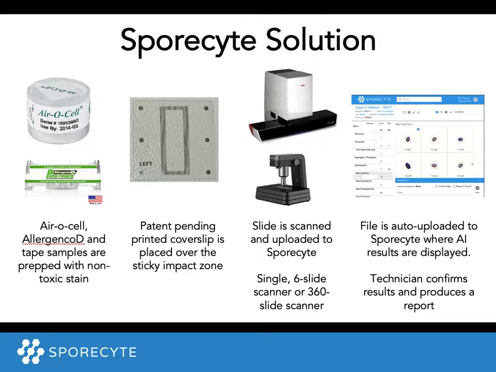There are various options for scanners. If you have low volume, a single slide scanner, a 6 slide, or even up to a 360 slide scanner. Once the slide is scanned in, those images are uploaded to Sporecyte, where the AI reads, analyzes, and then presents those results back to the technician. The technician confirms, changes anything that they need, and then can produce a report. And that whole process is super efficient and also accurate because we do read 100% of the trace.